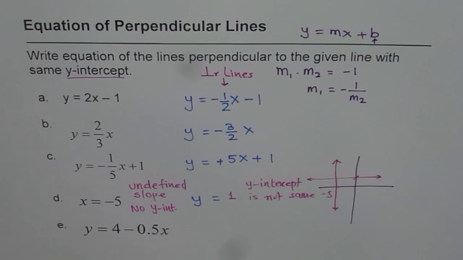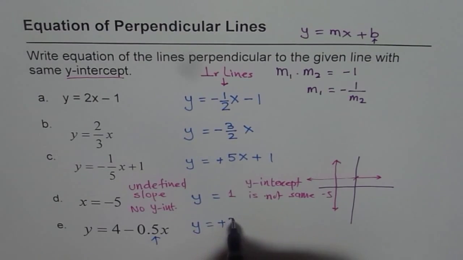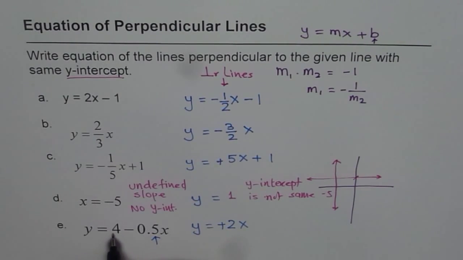Now the last equation for us is y equals 4 minus 0.5x. Whenever it is given in decimals, you may change it to fractions and make negative reciprocal, or you can write 1 over this number, right? But I'll prefer to write this in fractions. Minus half is the slope, so minus of minus is positive, that is the slope, right? And half reciprocal is 2, right? So you get 2x, and y-intercept is plus 4. So that is how we get the equation for the last line.